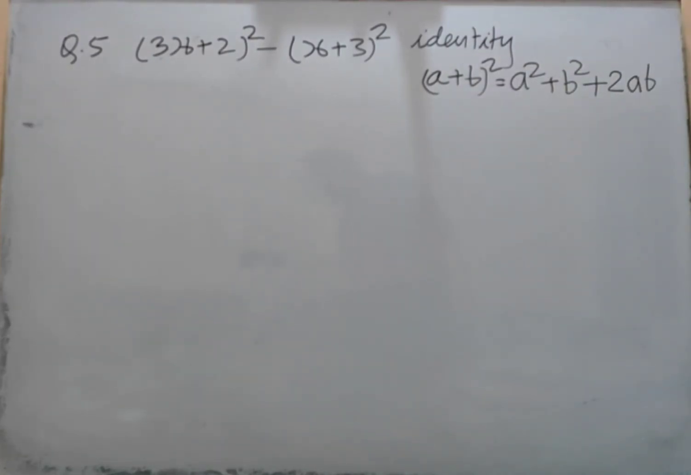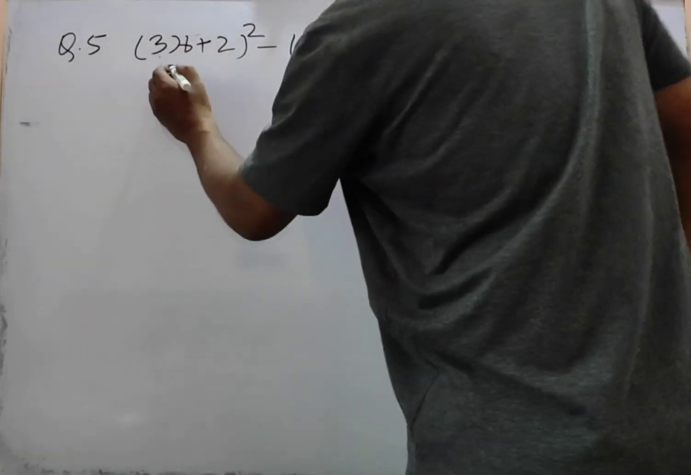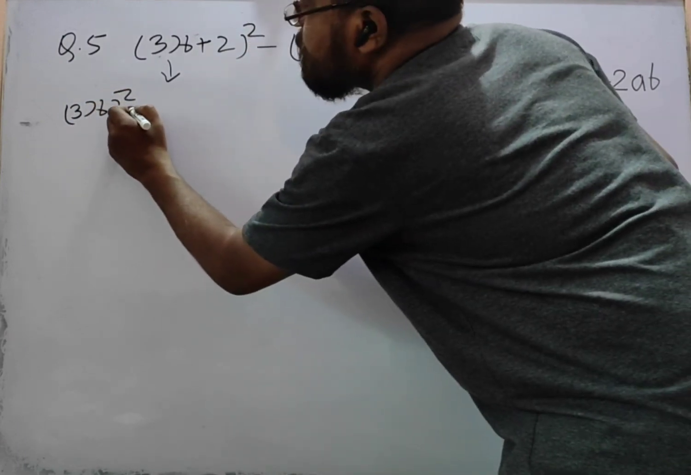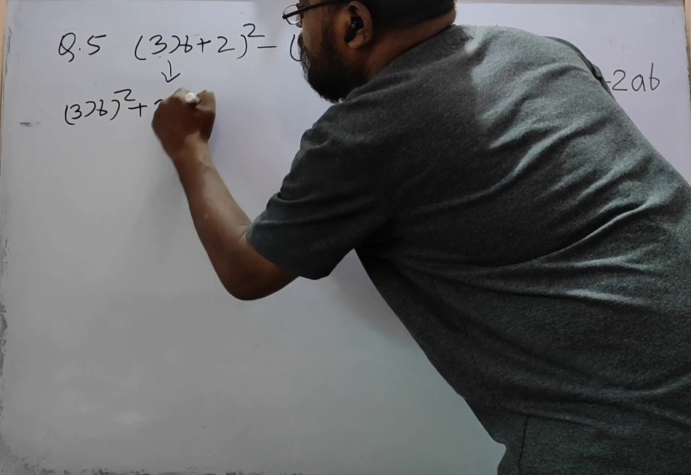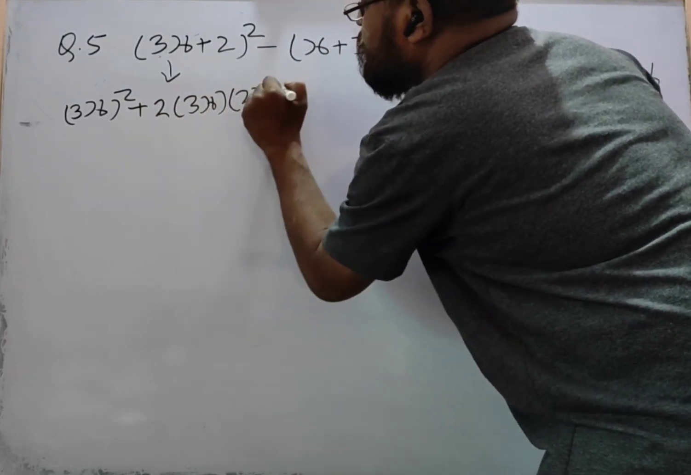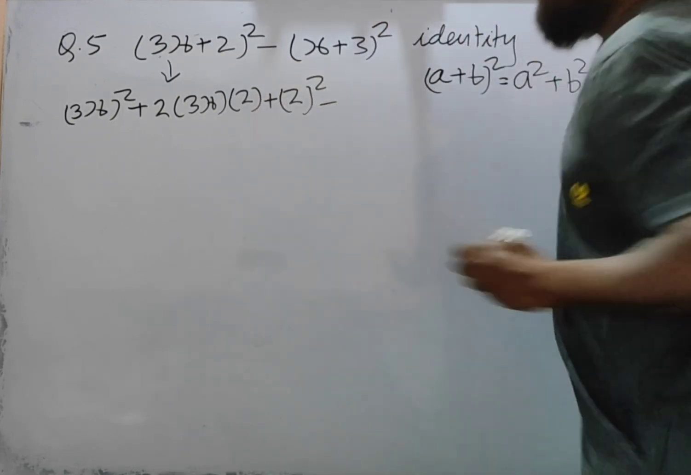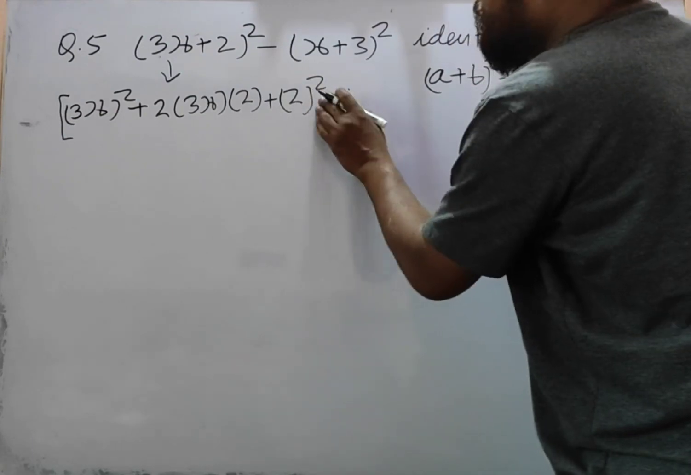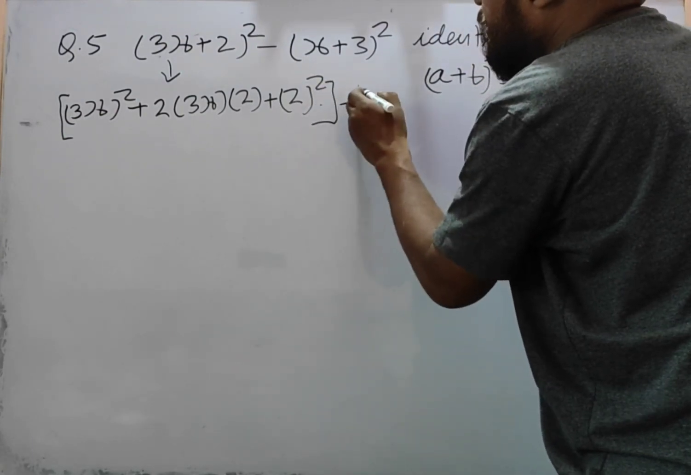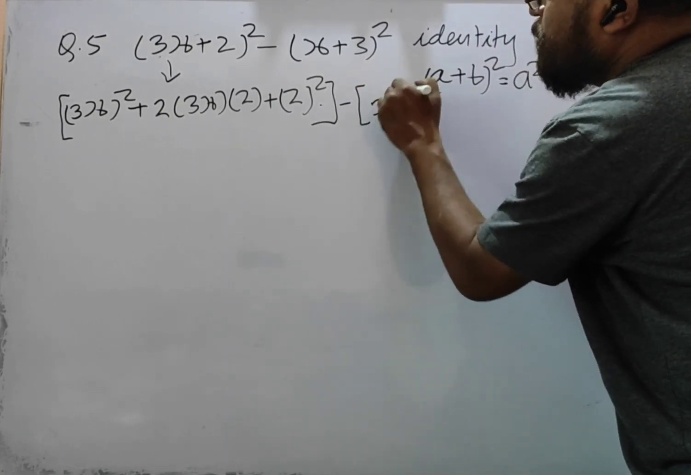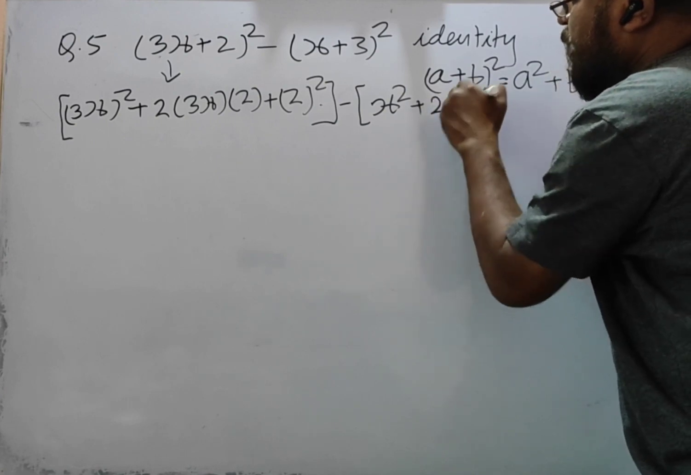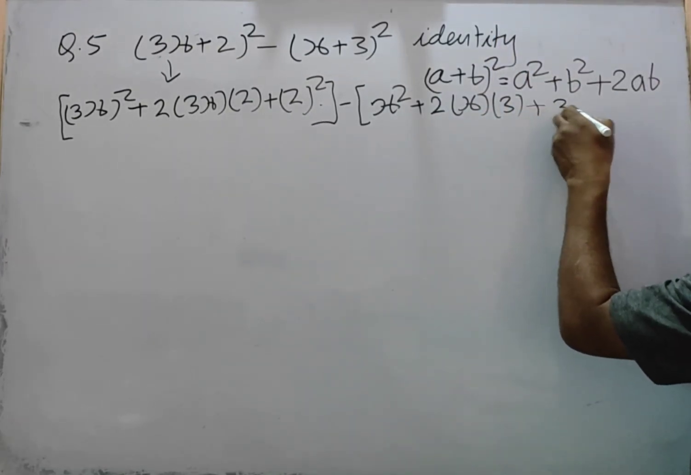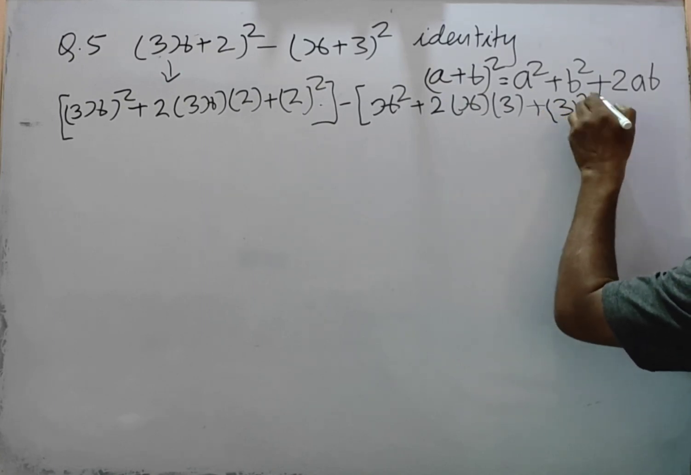Now we expand this. This becomes 3x whole square plus 2 into 3x into 2 plus 2 whole square, minus, I will put in braces, x square plus 2 into x into 3 plus 3 whole square. Right?